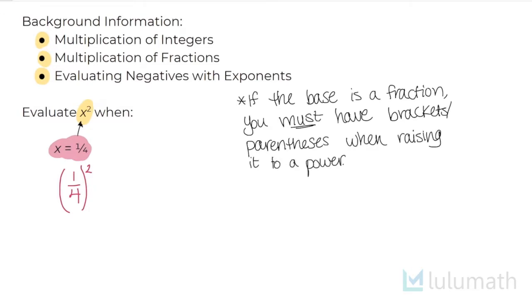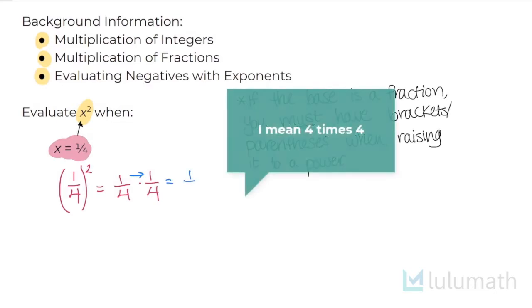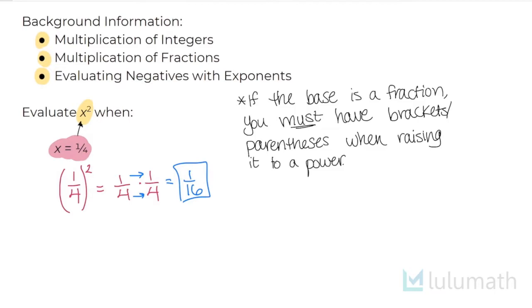Okay, so now let's evaluate this. So 1/4 squared means 1/4 times 1/4. And then when we multiply, we just multiply across. So 1 times 1 is 1. And then 4 times 4 is 16. So my answer is 1/16. A quick note, without the brackets, you were just saying that we're going to square the 1 and then the 4 stays as is, so we don't get the correct answer.